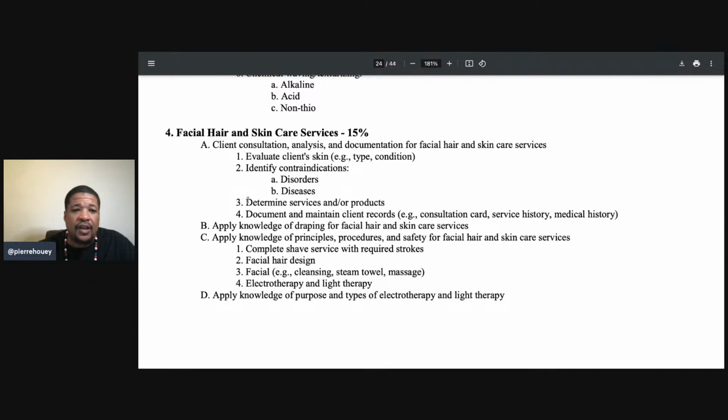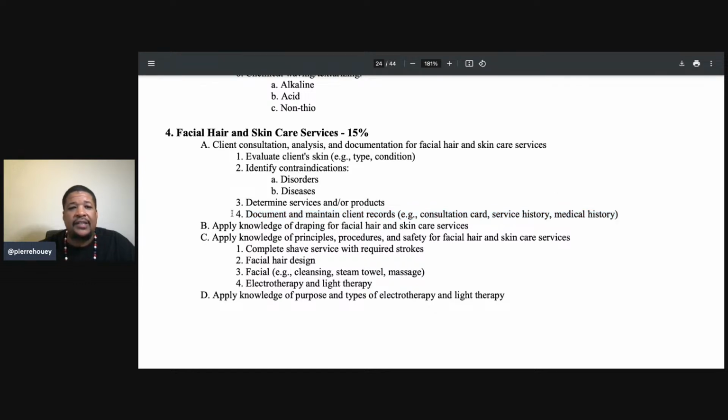Three, determine services and or products for facial hair and skincare services. And four, document and maintain client records. We talked about that. A consultation card, service history, medical history. We talked about that in the previous section.